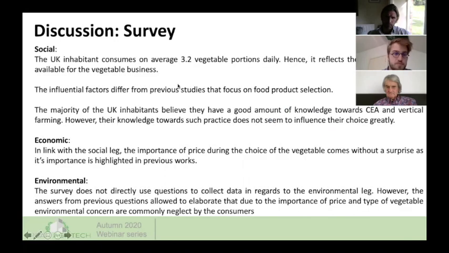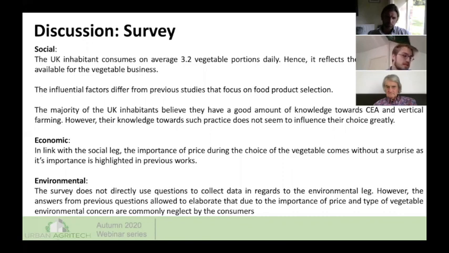So the discussion for the survey is, like I said previously, we realized that the average vegetable consumption is 3.2 daily. This gives us the belief that we can still increase our vegetable consumption. Just to give you an idea of the validity of this data, the NHS average in 2018 was 3.5. So even though our population sample was small, we still managed to get similar results to the NHS.